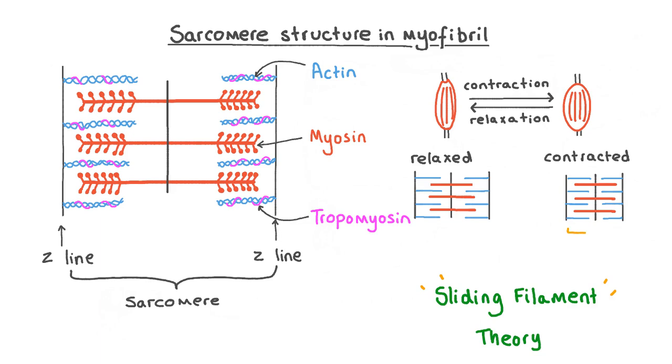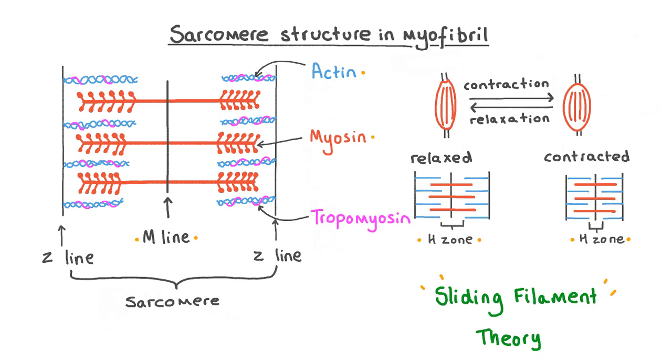You can see in the contracted muscle that the length of the sarcomere has shortened as the distance between the two Z lines has decreased compared to in the relaxed muscle. The H zone, a region in the center of the sarcomere which contains only the thick myosin filament, shortens when the muscle contracts. This is because the myosin filament is pulling the actin filament towards the M line in the middle of the sarcomere.